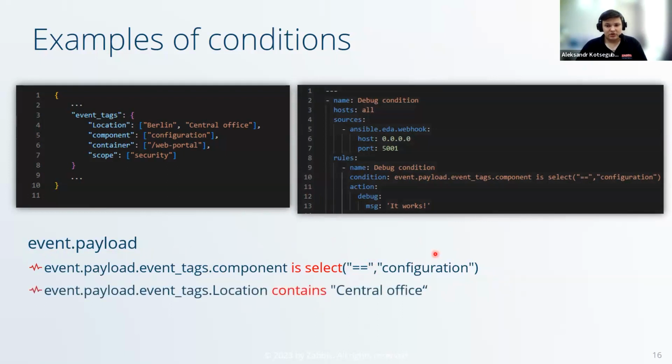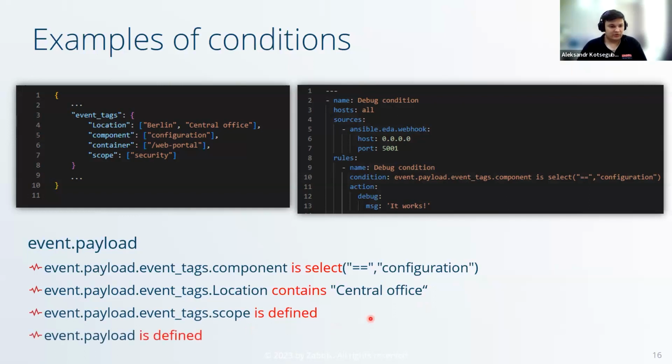In the second example, we use the tag location and check with the help of the construction contains that one of the values of this tag is central office. In the next example, we can check that the tag scope was specified in the event. And the last example represented on the screen is the easiest condition: event.payload is defined. You can use it for debugging and starting work with the rulebook, because payload will always be defined in the received data.